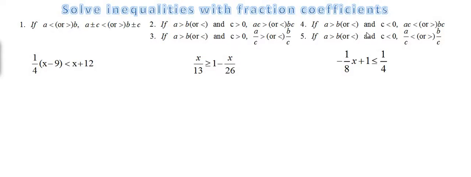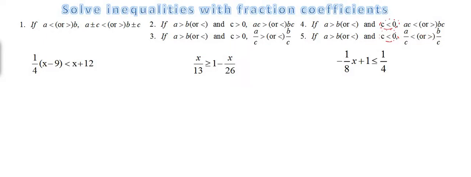They tell us if we multiply or divide by a negative number, then the sign of inequality will switch to the opposite one. So for example, here is greater than, here should be less than.